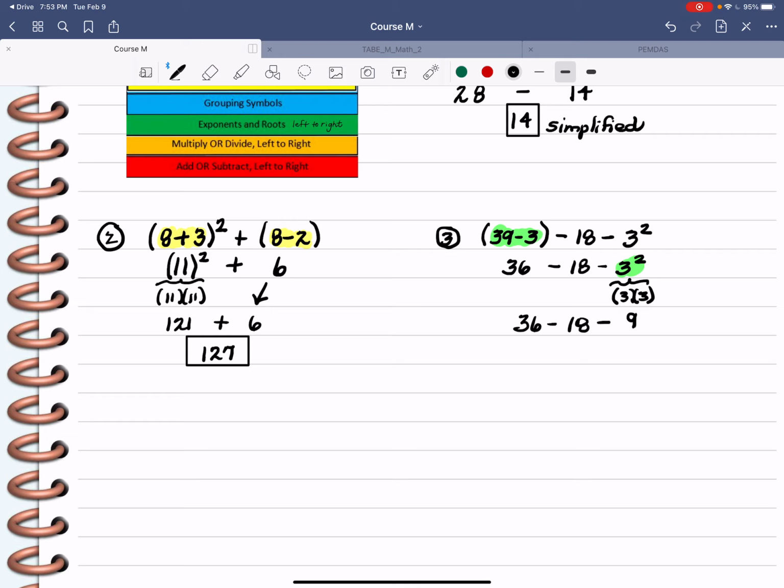Now I'm down to adding or subtracting. In this case, it's all subtracting, but I have to work left to right. 36 minus 18 and then 18 minus 9. And that simplifies down to a 9.